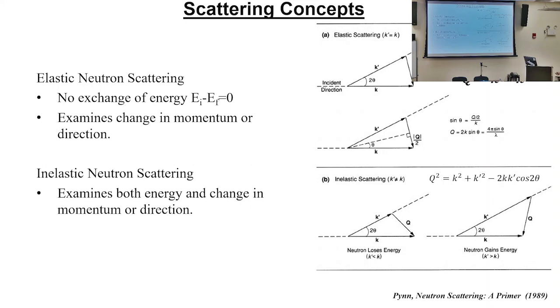The second one is inelastic neutron scattering. In inelastic neutron scattering, there is an exchange of energy between neutron and your sample, as well as you are looking at change in momentum or direction of the neutron. You can get scattering vector K prime, which you can calculate by these triangles, which you have seen already.